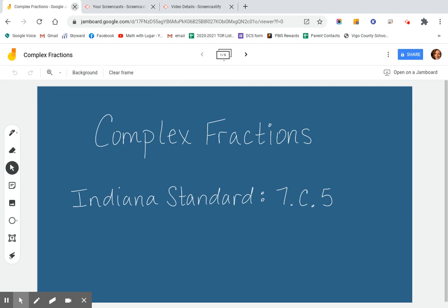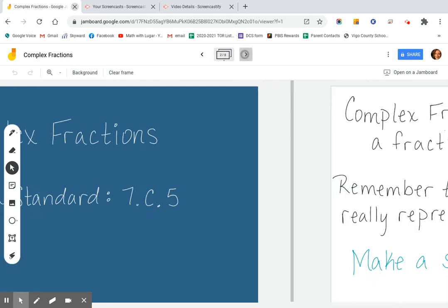This lesson is on complex fractions. It looks and sounds way worse than it is. I'm going to try to give you some tips that will hopefully make this feel and look a little bit easier to you once we get going.